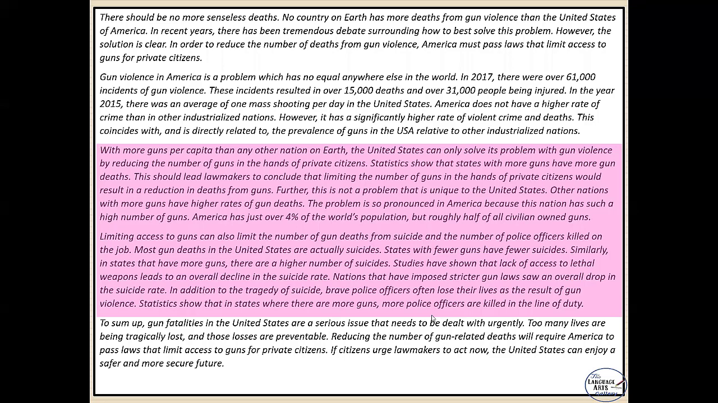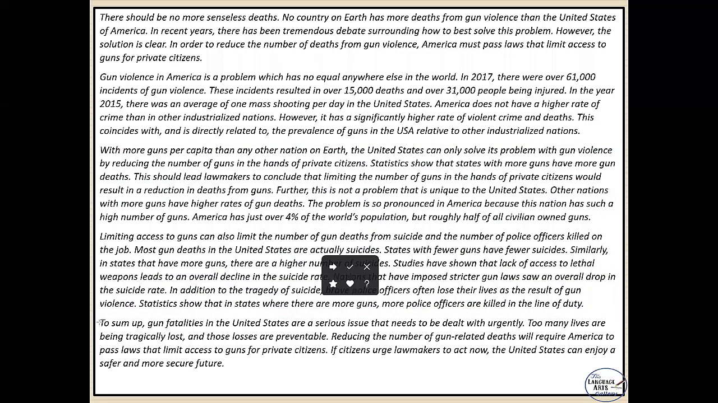And then our conclusion looks largely the same. The author closes here, signaling the end of the essay. He says that this is a serious issue that needs to be dealt with. And there's the restatement of our thesis. We can reduce these deaths. We can solve this problem by limiting access to private citizens. And finally, the strong concluding thought, urging lawmakers to act so we can have a safer and more secure future.